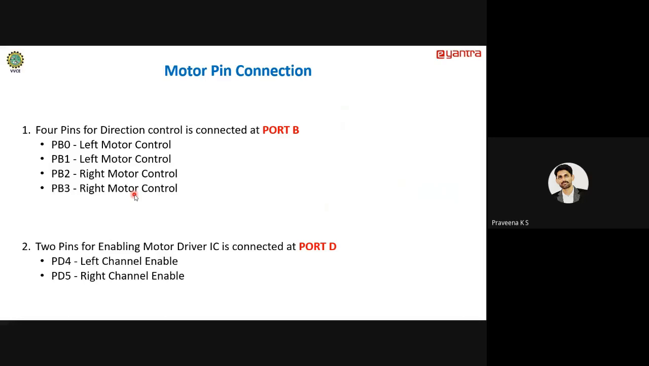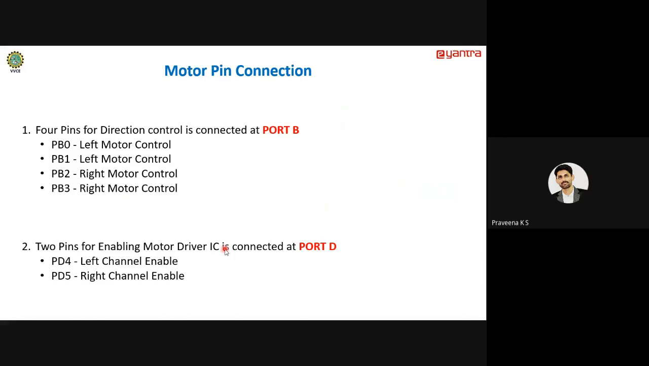That means whatever direction you want, the corresponding value has to be sent to this port, that means port B. That in turn is given to the L293D IC, which in turn sends it to the corresponding channel. Fine. And at the same time, as I said, you have to enable the 2 enable pins of the motor driver IC. That is the L293D IC. You have to enable that.